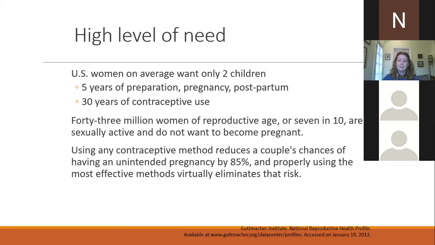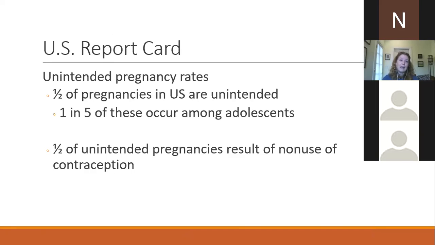And using any method reduces a couple's chance of having an unintended pregnancy. So even the methods that we think of as less effective, they're still methods. And for the past 5 decades or so, the unintended pregnancy rate has not changed. So about half of the pregnancies in the United States are unintended.